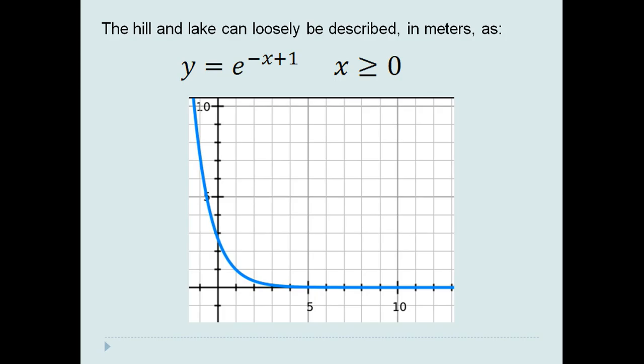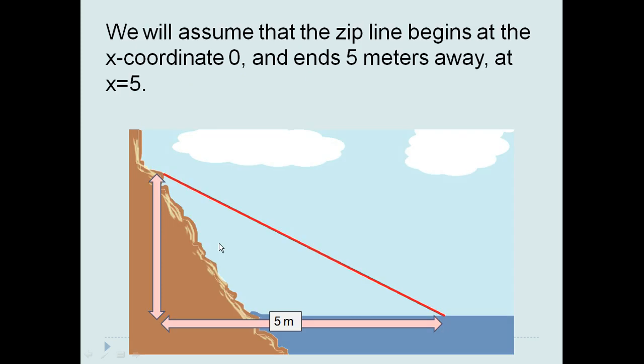The hill and the lake can be described by this equation, y equals e to the -x plus 1, and it's only true for x greater than or equal to 0. So you can see there, after x equals 0, down here, this flat part is the lake, and this part right here is the hill. Now we can assume that the zip line begins at coordinate x equals 0, and it ends 5 meters away, so we'll say that it ends at x equals 5.